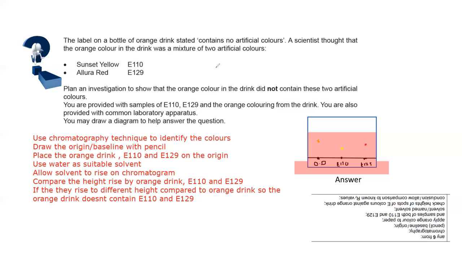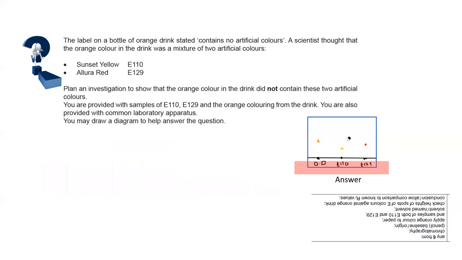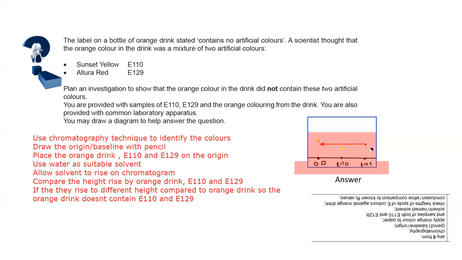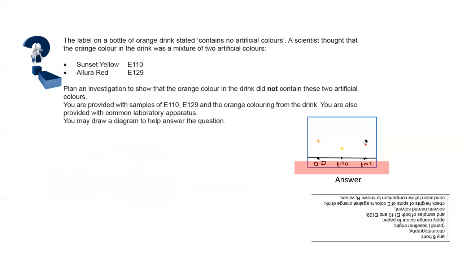How do we know that they really do not contain E110 and E129? By measuring the height of the spot. As you can see, E110 does not level up with the orange drink. E129 does not level up with the orange drink. So if it does not level up with the orange drink, it means they are not present in the orange drink. If E110 or E129 were present in the orange drink, in that case, what will we see? The spots will rise to the same level.